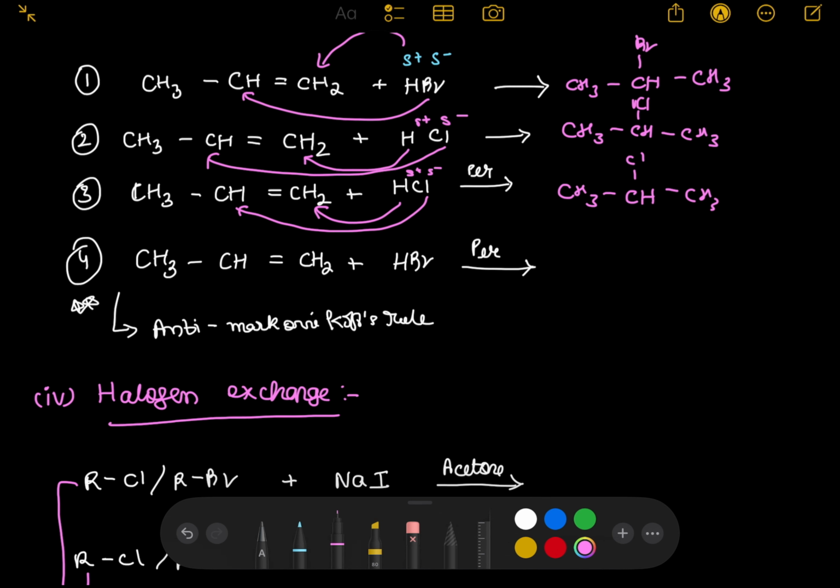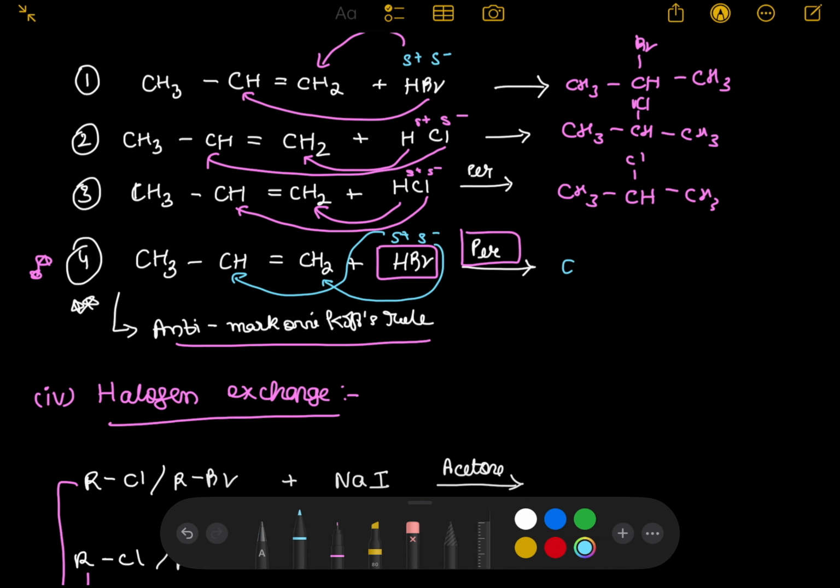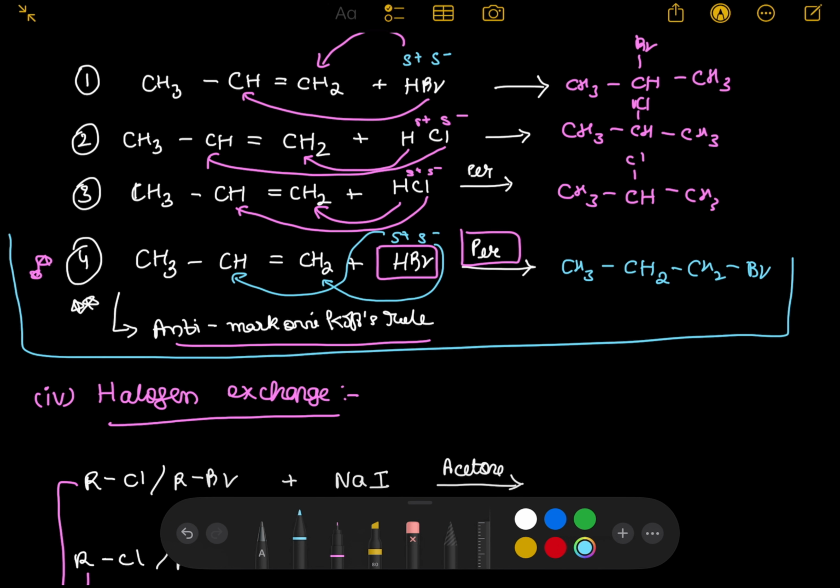When I take propene with HBr in presence of peroxide, it follows anti-Markovnikov's rule. Now rich becomes poor. It follows anti-Markovnikov's rule only in this case. So my hydrogen goes here and my Br goes here. CH3, CH2, CH2Br. The reaction is very, very important for my conversions.